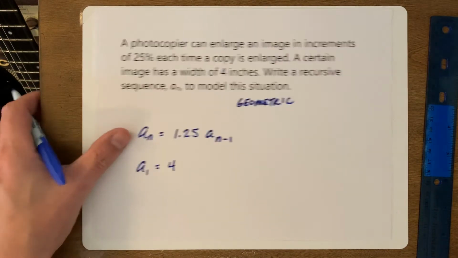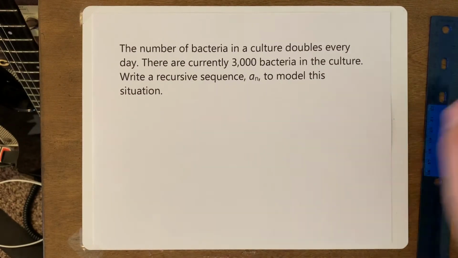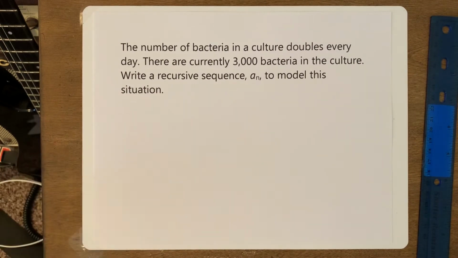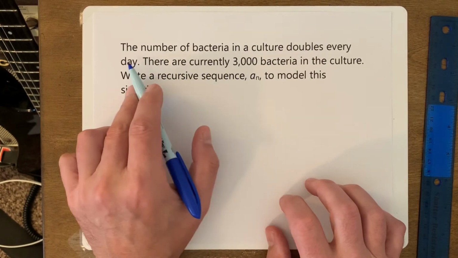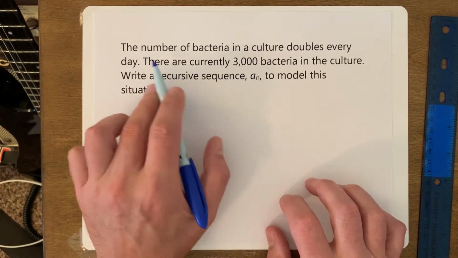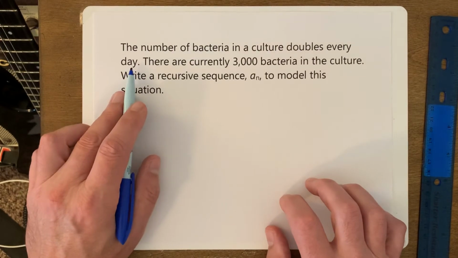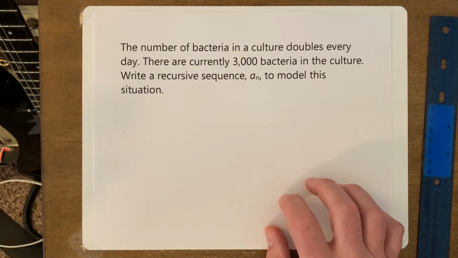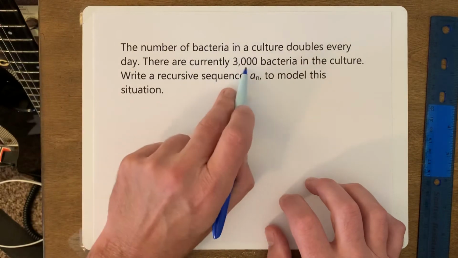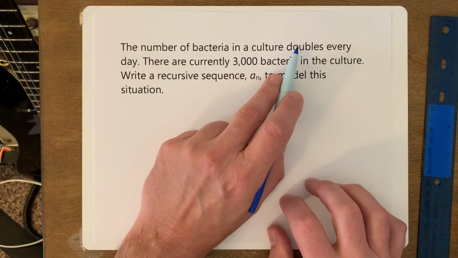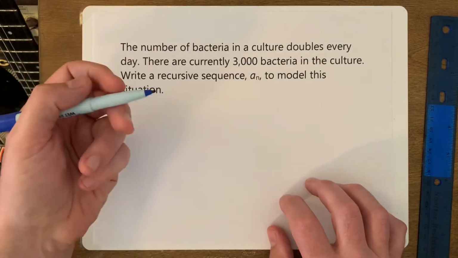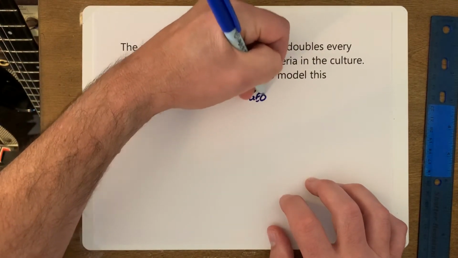All right, our next one says the number of bacteria in a culture doubles every day. There are currently 3,000 bacteria in the culture. Write a recursive sequence, a sub n, to model the situation. So n this time is going to be referring to the number of days, right? That's kind of obvious from the problem, not minutes, not years or seconds, but since our unit of time is days, it's going to be in days. But that's something to talk about. So we have 3,000 bacteria in there, and it's going to be doubling. That implies it's multiplying by 2 each time. And if it's multiplying, it is geometric.